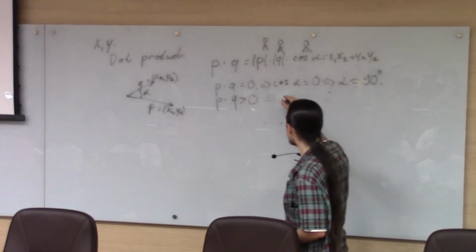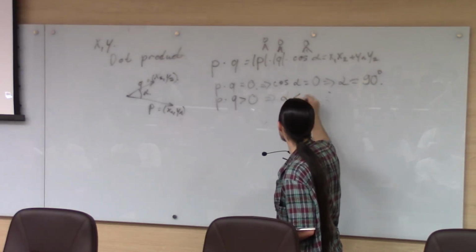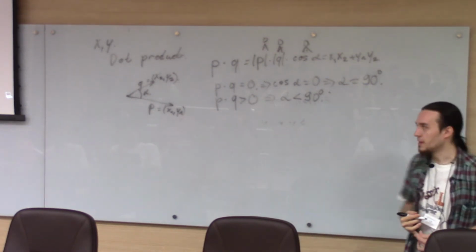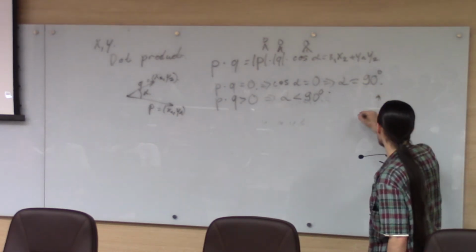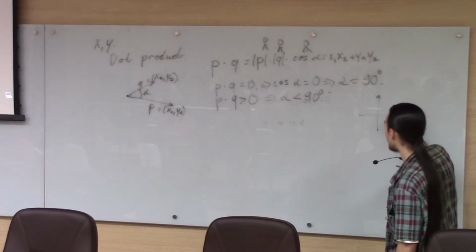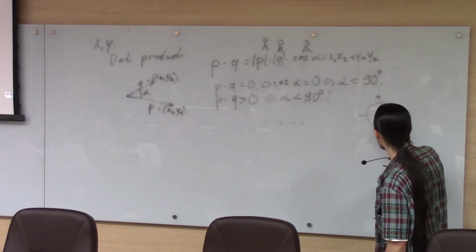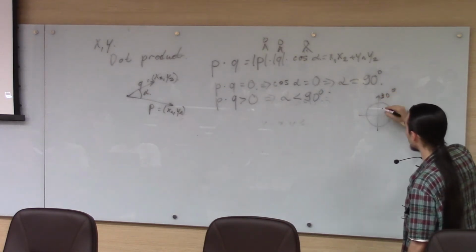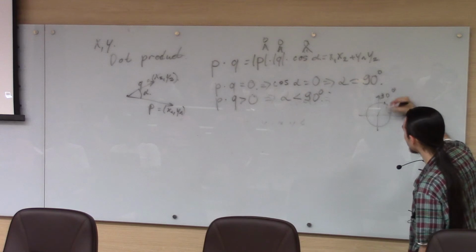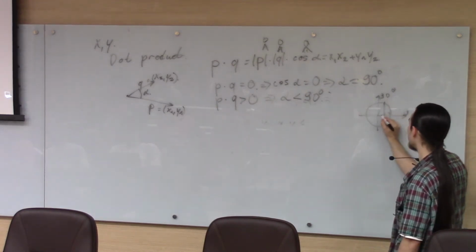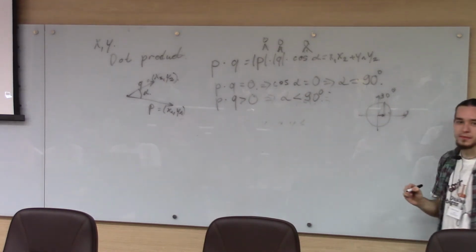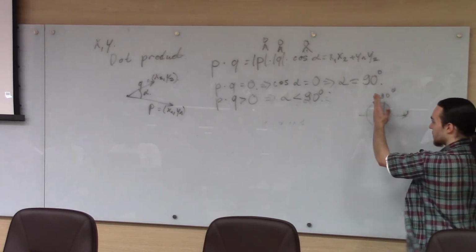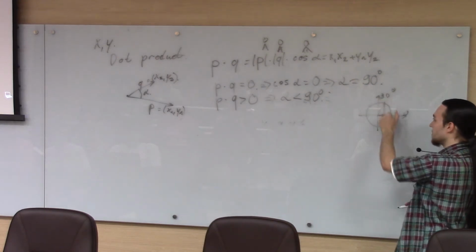Yes, the angle is less than 90 degrees. Okay? So the picture you want to think about here is this trigonometric circle, where here is 0, here is 90 degrees. And the cosine is like, we mark the angle, we have this point here, and the cosine is the length of this projection here. Okay, so if it's positive, then we are to the right of this vertical line, so we are in this half circle here.